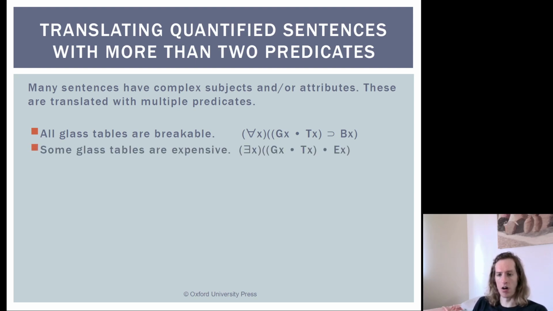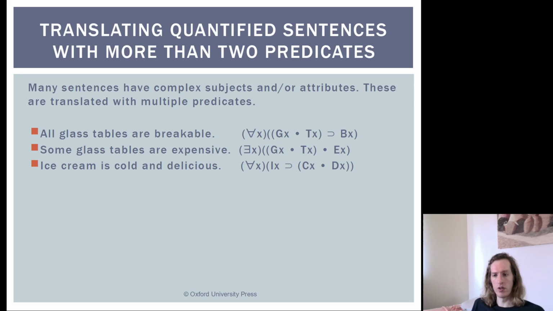Some glass tables are expensive. So this is just asserting the existence of some thing that has a set of properties together. We'll express this as an existentially quantified formula with a couple of conjunctions. We could read this formula as: there is at least one x such that x has the property of being glass and being a table and being expensive. So there is at least one thing that has all three of these properties of being glass and a table and expensive at the same time.